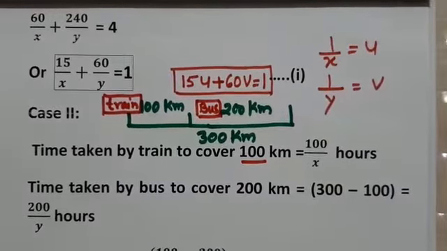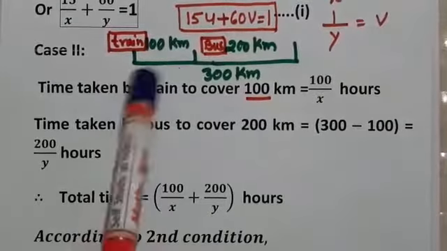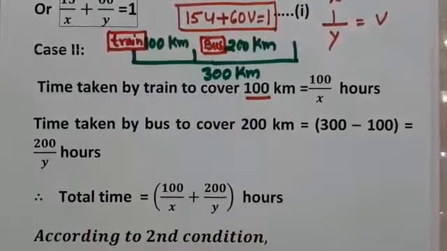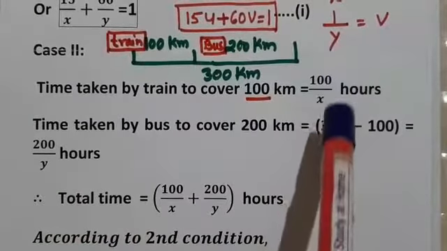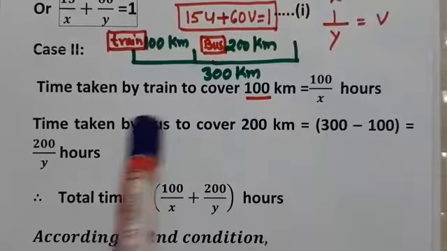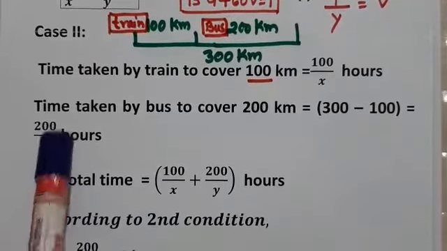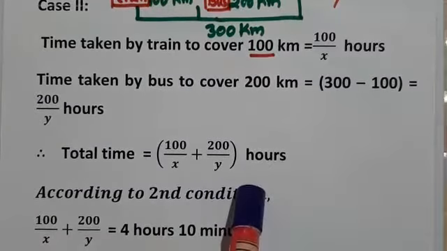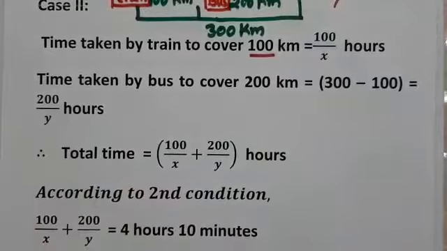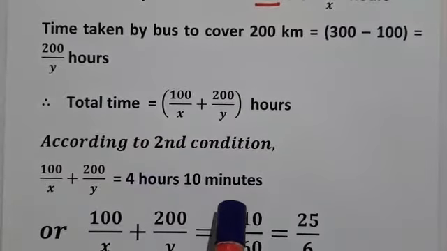Now in case second, the same condition, 100 km by train and 200 km by bus. Time taken by train, distance upon speed, 100 upon x, time taken by bus 200 upon y, distance upon speed. Now total time, this addition of these two. Now according to the second condition, this is 4 hour 10 minutes.